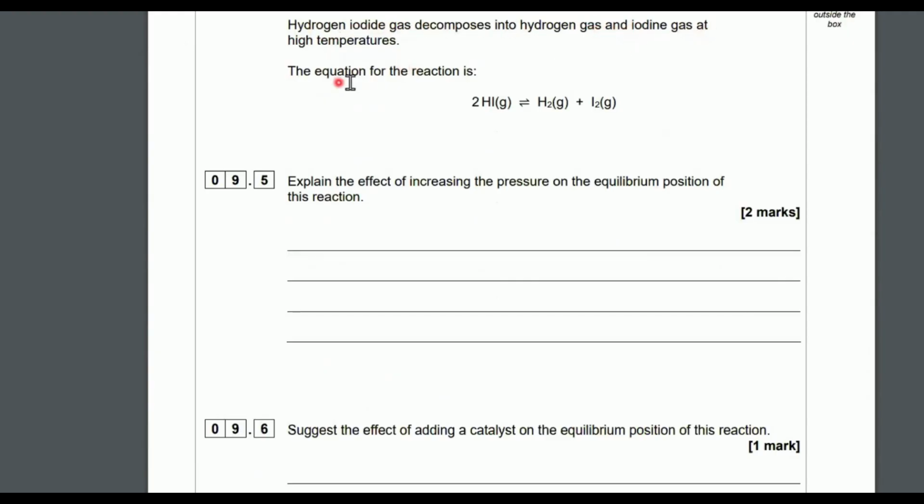Hydrogen iodide gas decomposes into hydrogen gas and iodine gas at high temperatures. The equation for the reaction is 2HI goes to H2 plus I2. Explain the effect of increasing the pressure on the equilibrium position.